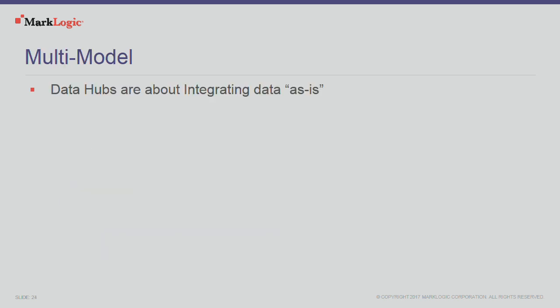So multi-model, I think I mentioned before that a big deal with data hubs is to integrate data as is. You want to take data from many different places and integrate it into one place. That's the whole point. If you have data in many different places, it's probably in many different formats. One system might actually provide it in a few different formats. It might have a relational database, so you can do a relational export. It may also have some message formats that it's able to send out, right? So you might have a choice.